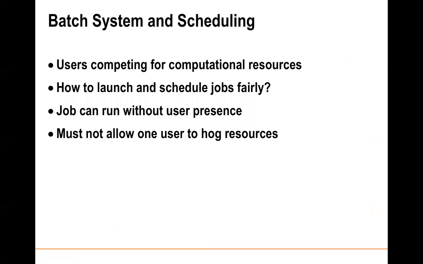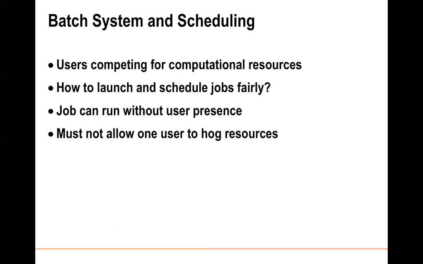So on large resources like the ACF and others, the issue comes down to how do you make the best use out of those systems. You have users that are competing for these computational resources. There could be dozens or hundreds of users on a given system, all of them competing for some time on that machine. So how do we launch those jobs? How do we schedule them fairly?